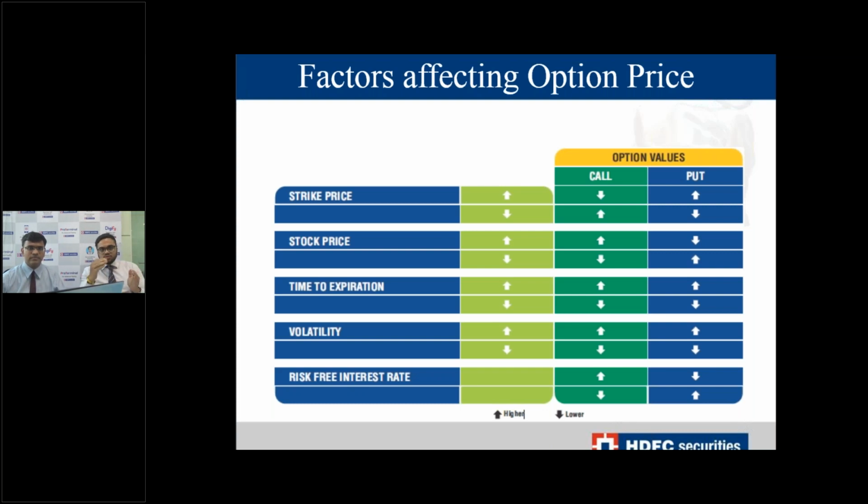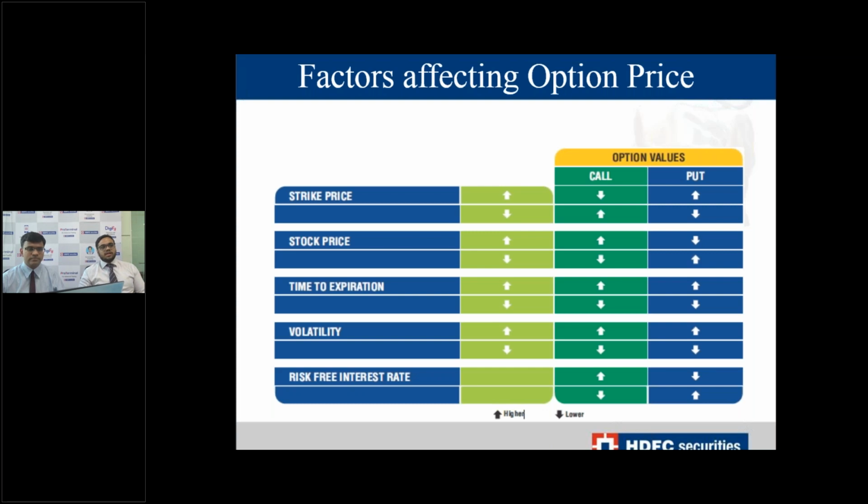To say, for a monthly call option there would be around 20 days, and for a weekly there would be 7 days. So at any given point of time, the weekly call option would always be cheaper than the monthly call option of the same strike price. What I mean to say is 12,300 weekly option and 12,300 monthly option. The weekly option will always be cheaper because it has less time value compared to the monthly option.